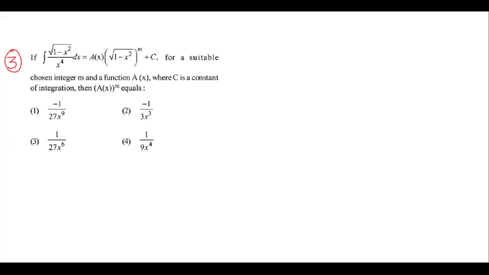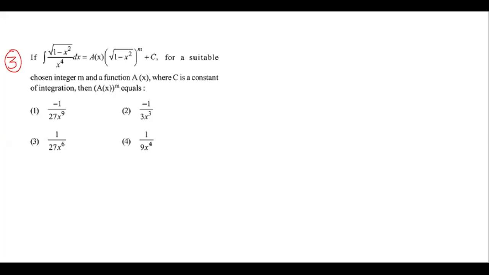Read the third question. If integration under root 1 minus x square divided by x power 4 dx, that is equal to a of x into under root 1 minus x square whole power m plus c. So here we need to find a of x whole power m. So choose integer m and a function a of x where c is constant. Then a of x whole power m equals to.